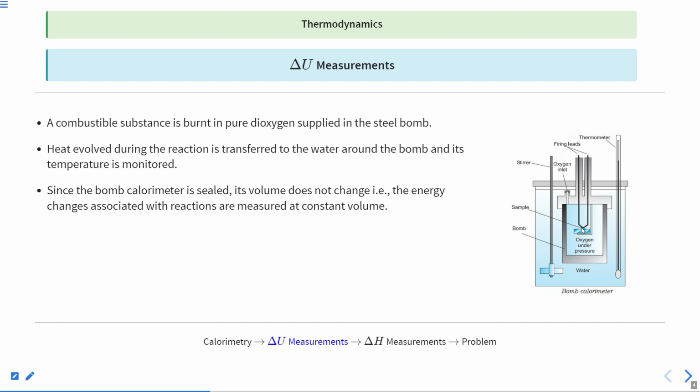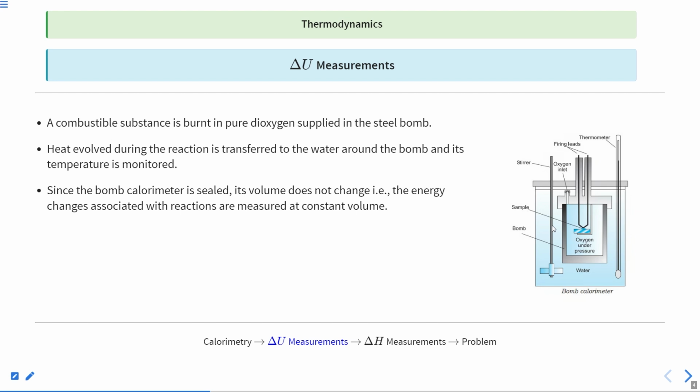Now what is being done here is that we are keeping the volume constant. It is closed from the upside, and we have supplied enough oxygen so that it is completely under great pressure. So this oxygen is under pressure, so that the volume change cannot happen. This setup is just closed with a lid, and we are putting in oxygen under pressure.